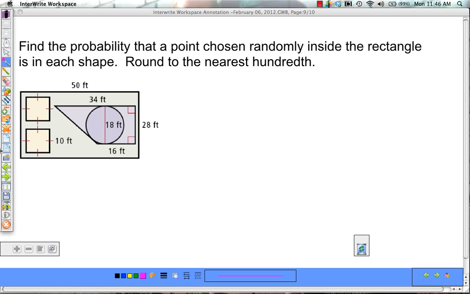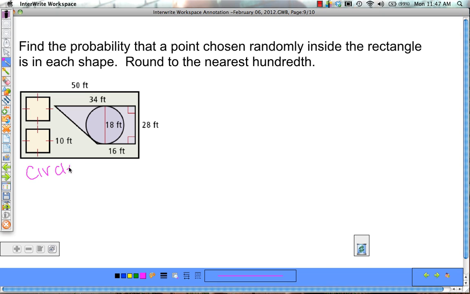Now let's start looking into the area and perimeter, what we're talking about with this unit. What would be the probability that a point chosen randomly inside the rectangle could be in any of those shapes? They want us to round to the nearest hundredth. Well, first let's look at the different shapes.